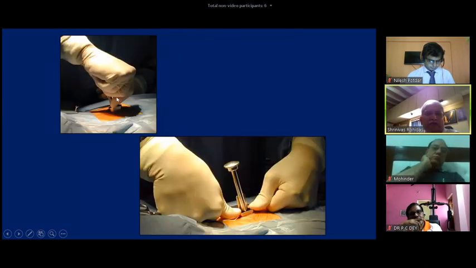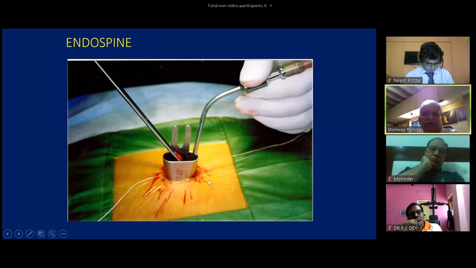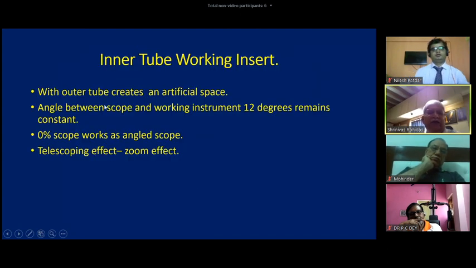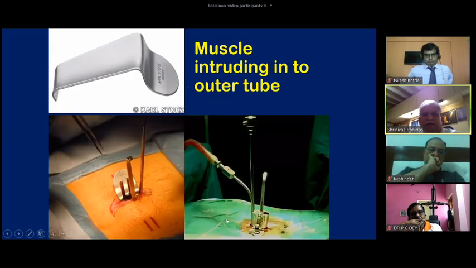Then we put this outer tube. It should lodge over the lamina. Any soft tissue inside the outer tube is removed. We use these two gauze pieces to retract muscle. Now this outer tube creates an artificial space. We use a 0-degree endoscope and this gives you a zoom effect between the outer tube and the inner tube. You can see it's an obese patient, the whole system has gone inside.